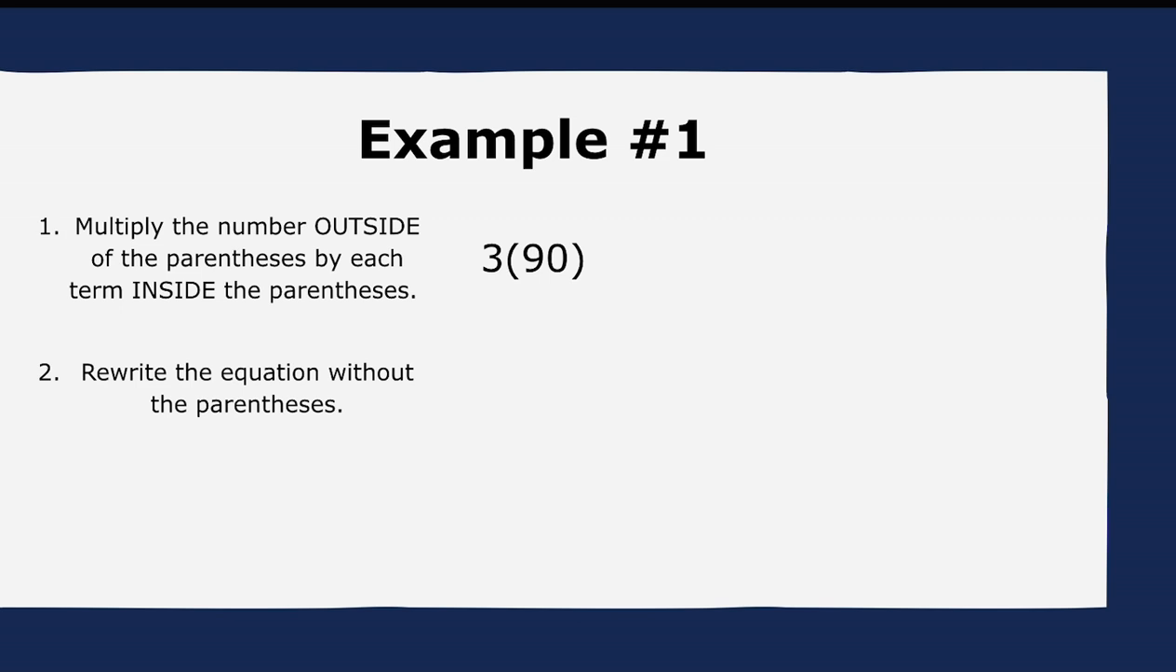So step 2, we're going to rewrite the equation without the parentheses. To cancel out the parentheses, like I said earlier, we're going to do the term times the coefficient, multiplying it. So 3 times 90, that is 270, and our answer would be 270. We don't have to worry about combining like terms. We're not dealing with X or Y.